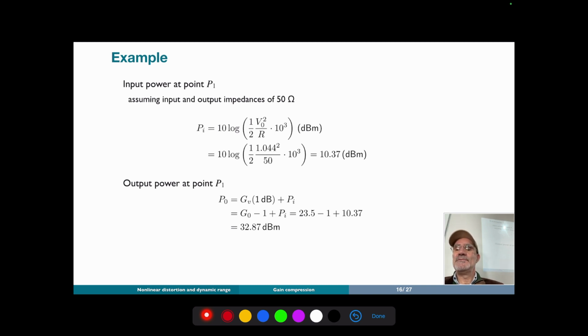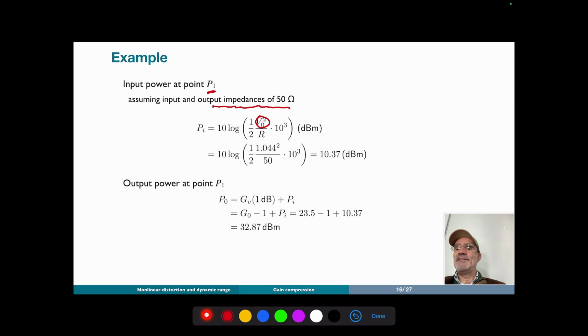And so, if we know the input voltage, then we can calculate the input power. For example, assuming output impedances of 50 ohm. And so we have the mean average voltage, assuming we have a sine wave, the mean power is 1/2 of the V square over resistance.